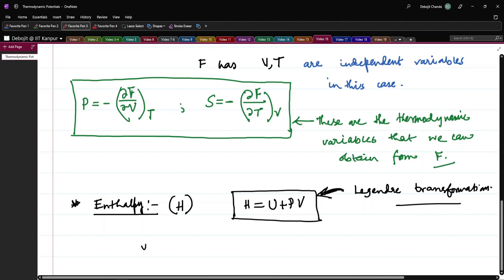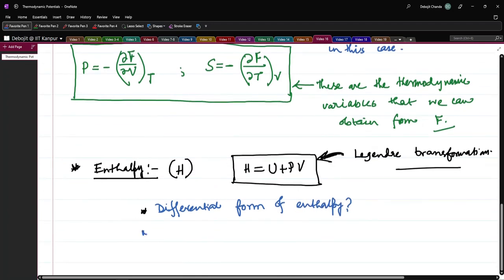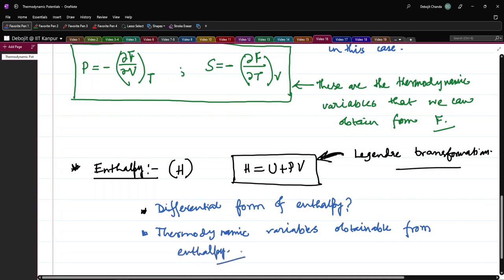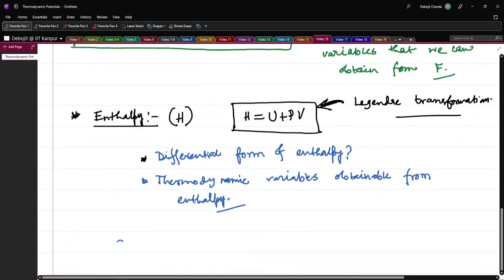Anyway, so here also we are going to look into the differential form of enthalpy and the thermodynamic variables obtainable from enthalpy. So first we'll do the differential form. We can see that dH is equal to dU plus d of PV.